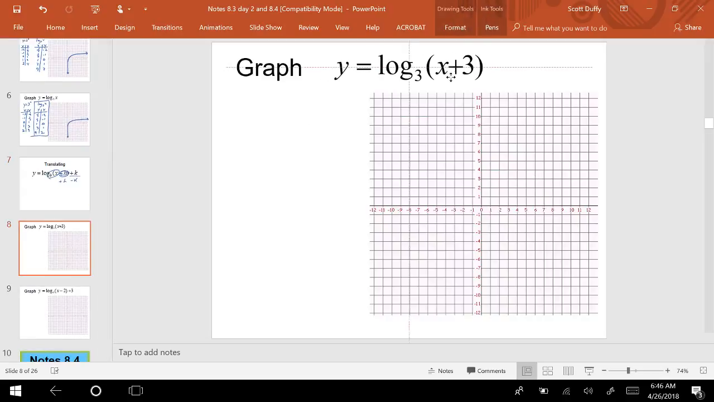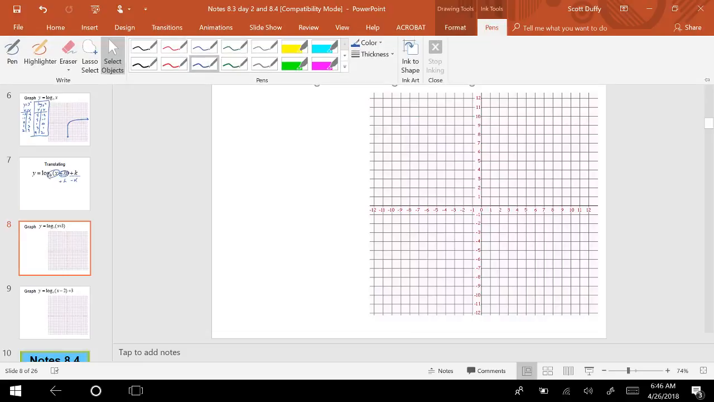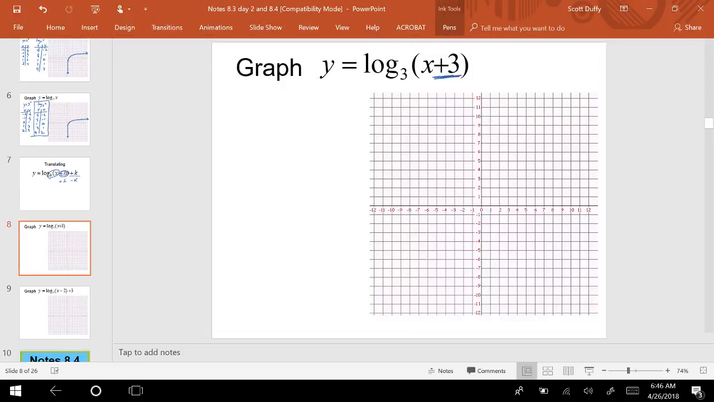We know that the shift, according to this plus 3 inside of parentheses, is going to be left 3. So I only act as if I have log base 3 of x. The original function is the inverse of y equals 3 to the x. Find your points. We already just did this. Let me rewrite it.